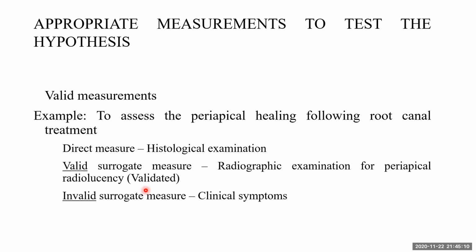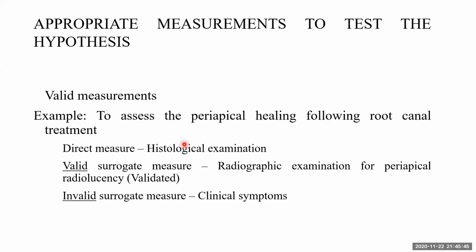Appropriate measurement to test the hypothesis. The measurements should be valid. Example, to assess the periapical healing following root canal treatment, we have different measurements that we can use to assess this outcome. We have a direct measure, which is called the histological examination, which is the gold standard, and for ethical reasons, we cannot do it on patients. But it is the direct measure and the gold standard measure.